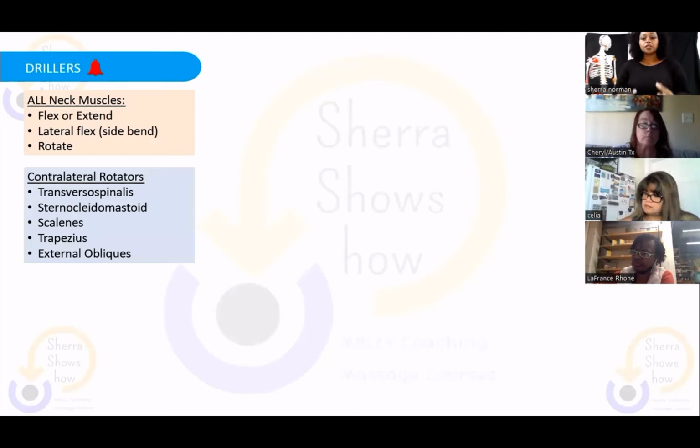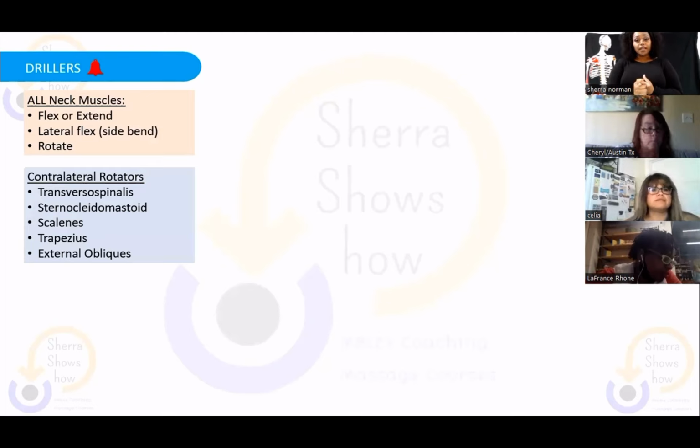Contralateral rotators turn you to the opposite side. So transversospinalis is a contralateral rotator. I do not believe that muscle to be very important. I don't think it comes up that often, but you might see it as a distractor. So it's good to at least have an idea of what it is. And it is a contralateral rotator.